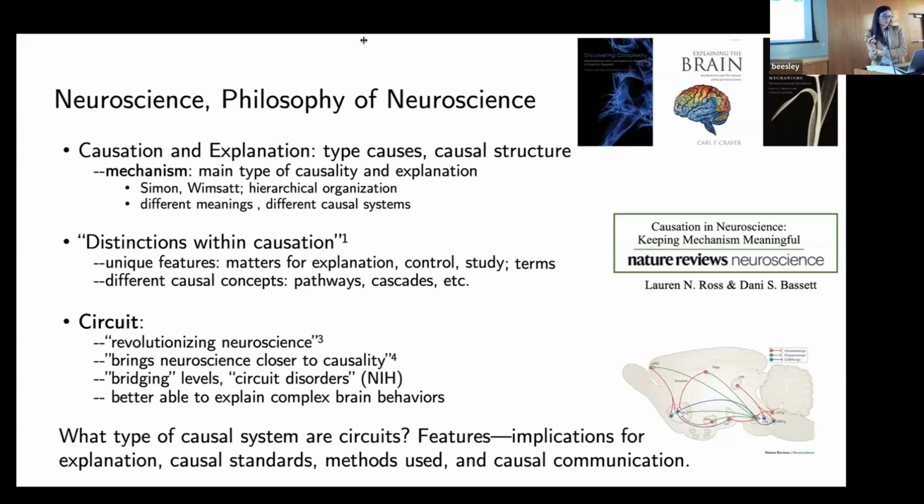In the talk today, part of what we're going to discuss and provide an analysis of is this notion of circuit in neuroscience, answering the question, what kind of causal system is a circuit in this domain? What are the features of a causal system when it's referred to as a circuit? And what are the implications of this for explanation, causal standards in neuroscience, for the methods that scientists use to study these systems, and for causal communication?